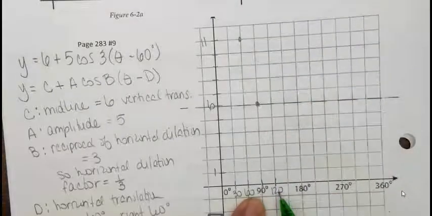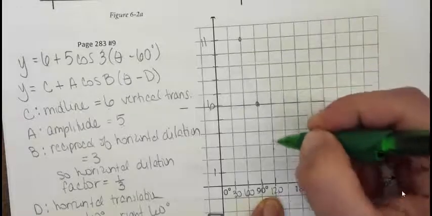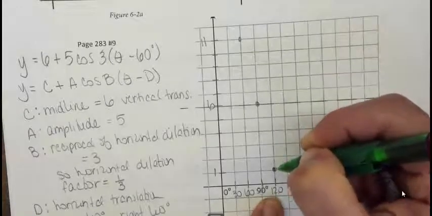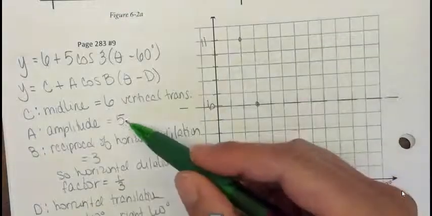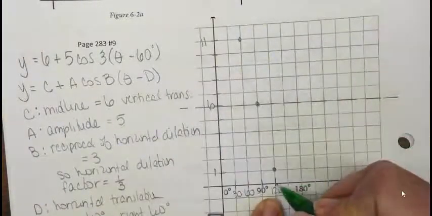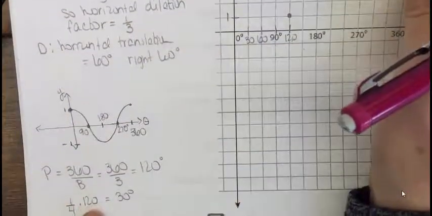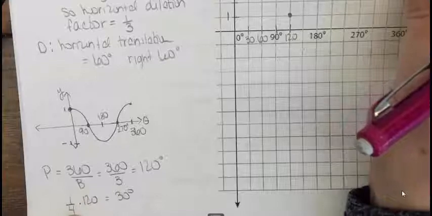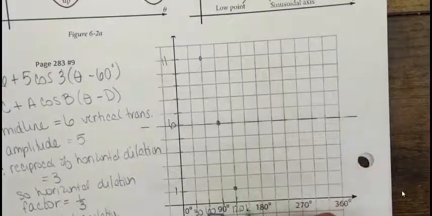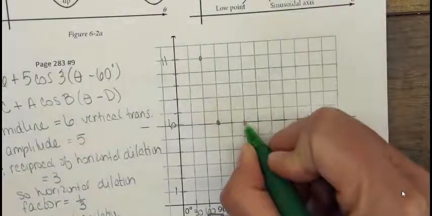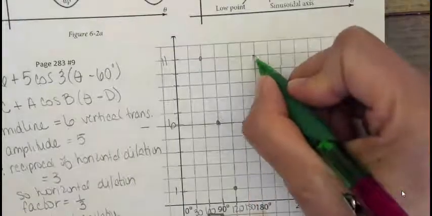30 more degrees, right, another quarter, is going to take me to 120 degrees, which is going to bring me down to my low point, which was 1, because that's 5 units less than 6. 5 is my amplitude. Okay, another 30 degrees. And where am I getting these 30 degrees from? I took my period and I divided it into quarters. Okay, so another 30 degrees, or at 150 degrees, is going to bring me back up to my midline. Another 30 degrees will bring me back up to my highest point.